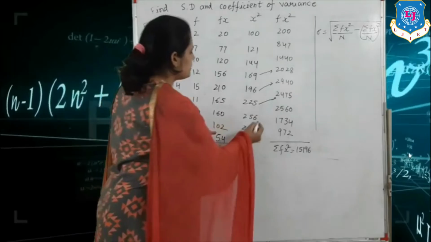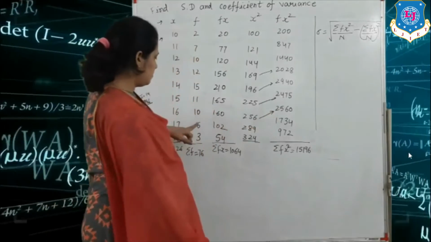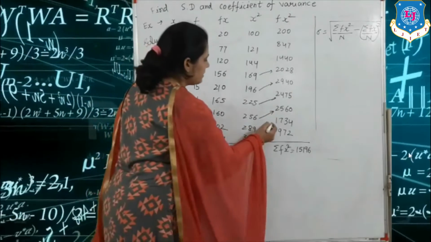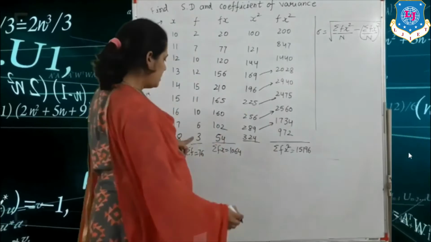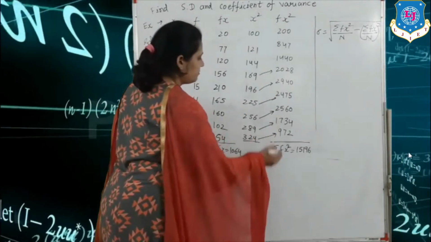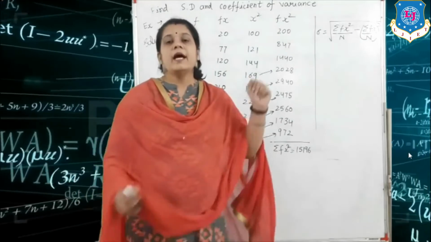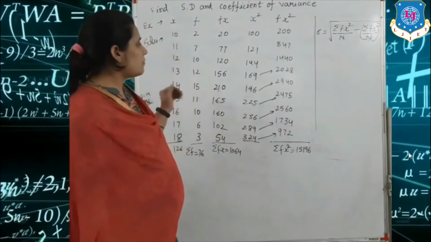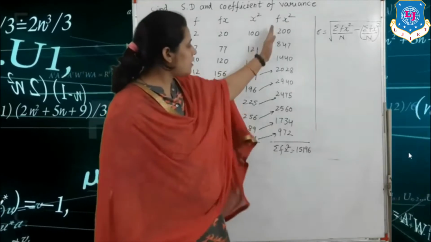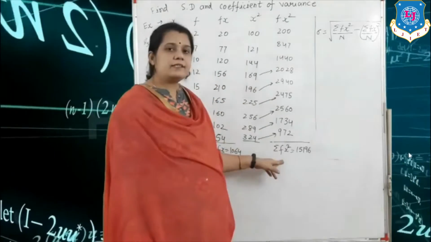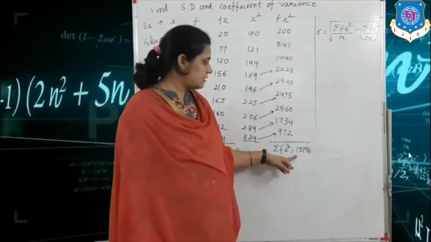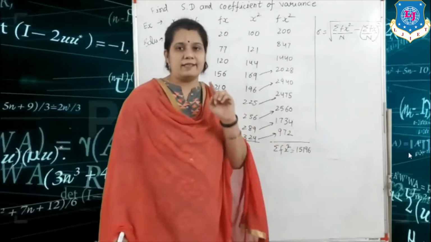10 into 256, that means 2560. 6 into 289, that means 1734. And 3 into 324, that means 972. Okay, after that we sum all these values, that means the sum of this column. So we write here summation fx square is equal to 15196.